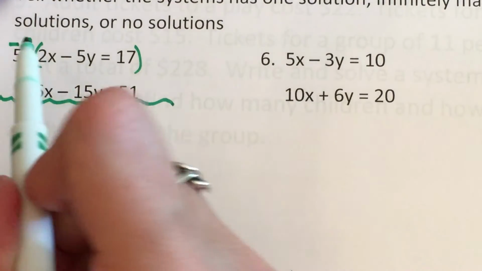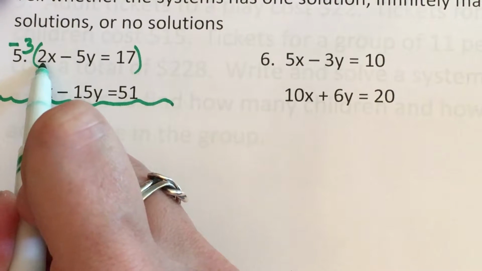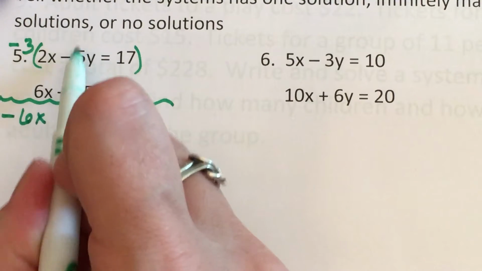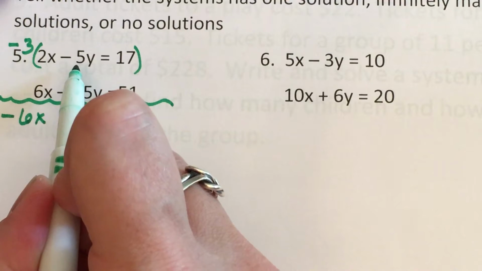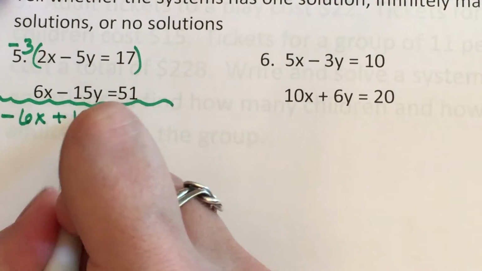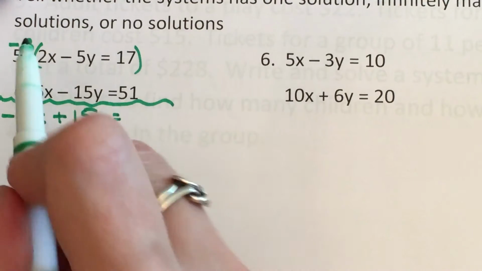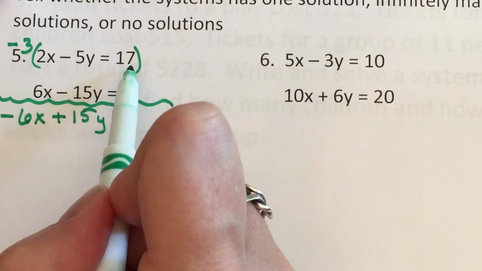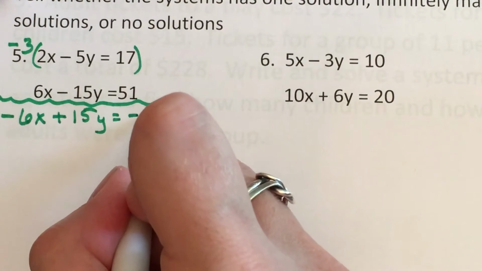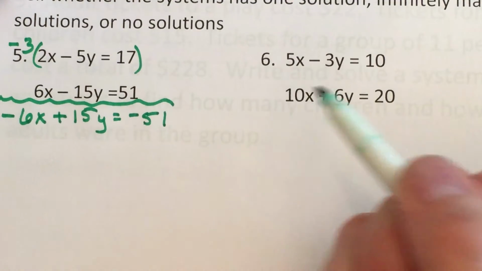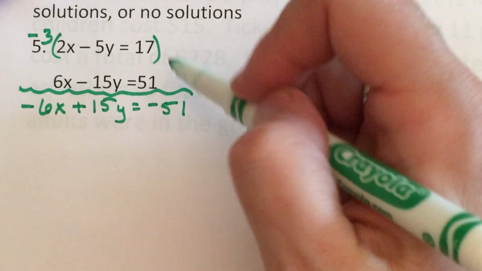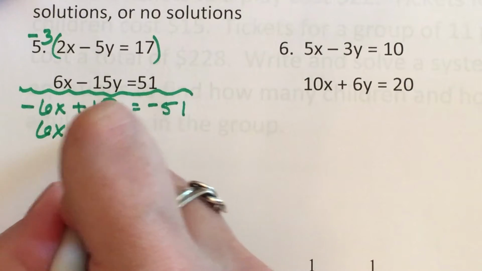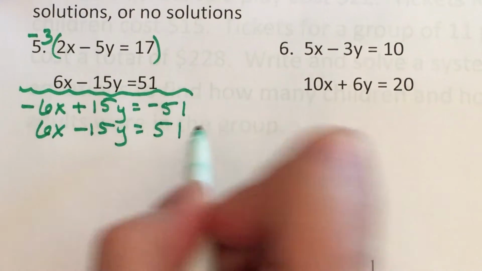All right, let's go distribute. Negative 3 times 2, negative 6x. Negative 3 times a negative 5y, positive 15y. Negative 3 times 17. You might need a calculator for that, or you might not. But either way, it's negative 51. All right, let's go write our second equation that's been patiently waiting for us. 6x minus 15y equals 51.